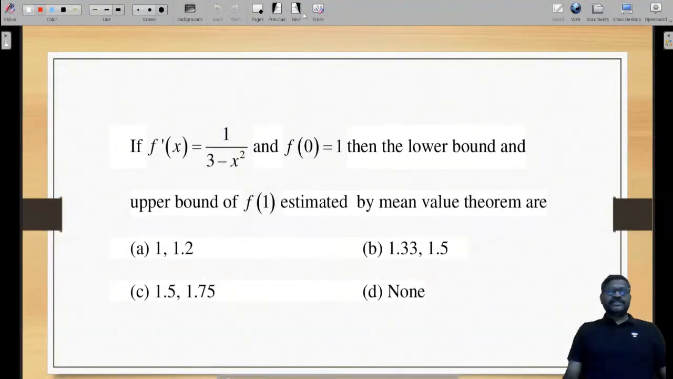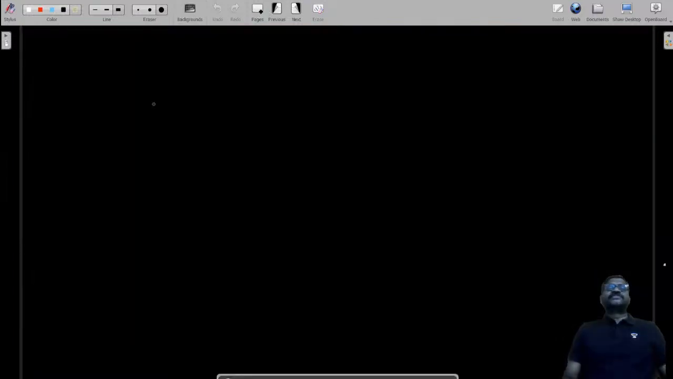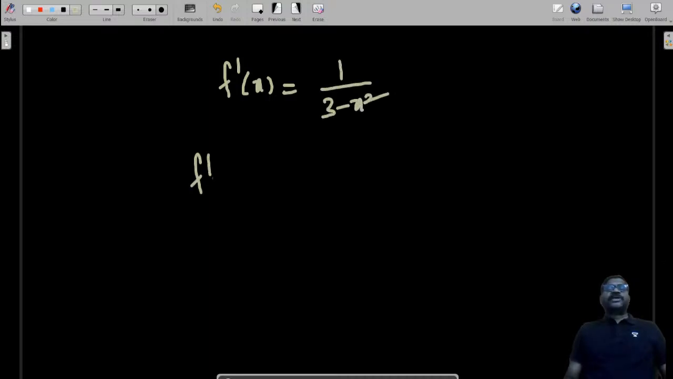f dash x is 1 by 3 minus x square. f of 0 equal to 1. Then the lower bound and upper bound of f of 1 estimated by mean value theorem. Here given that f dash x is 1 by 3 minus x square, f dash x is greater than 0 for all x belongs to (0, 1).